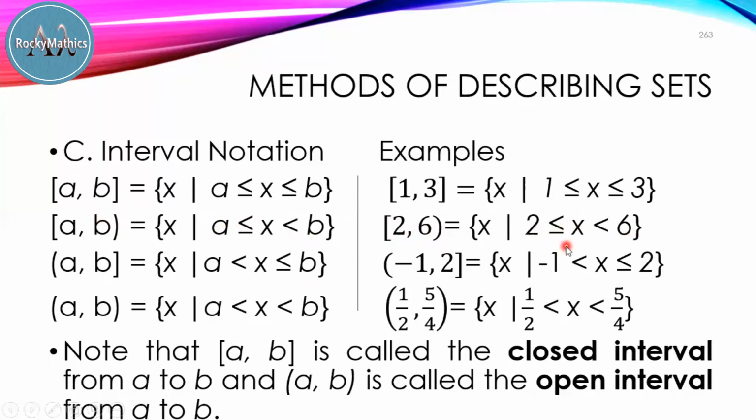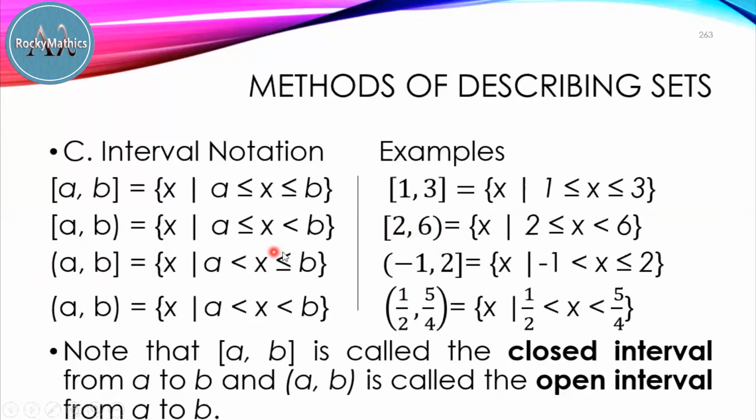Now if the question is, is 6 included in this set? No, because of the parenthesis. How about 3? Yes, 3 belongs to this set. How about 4? Yes, 4 belongs to this set. How about 1? No, 1 is not included here because the set starts from 2 to 6 only. How about this one? There is an open parenthesis here and a closed bracket. This means that A is not included and B is included.